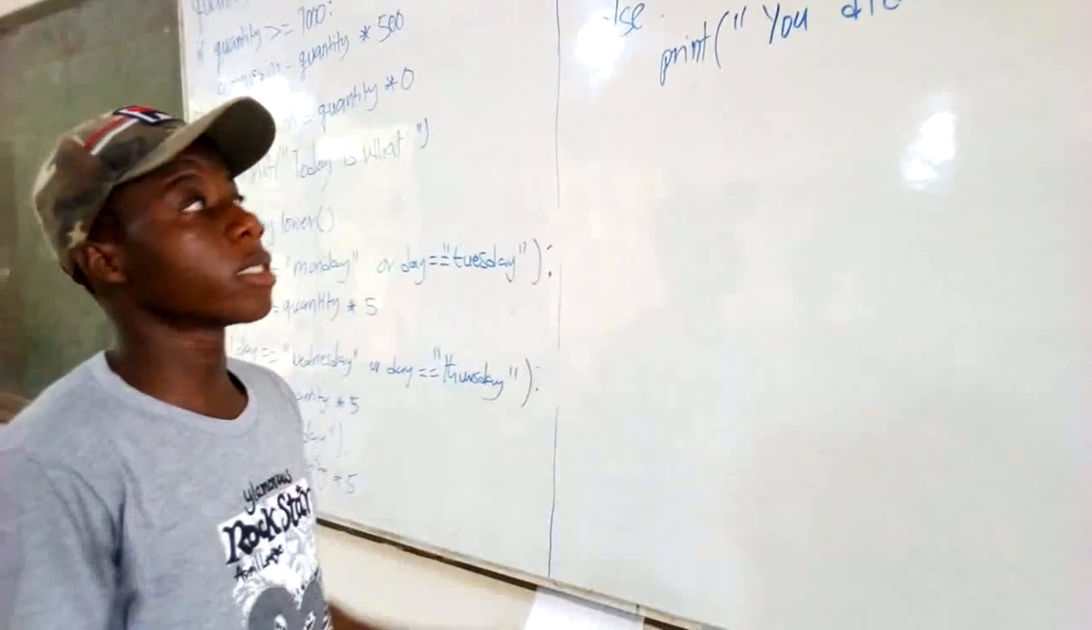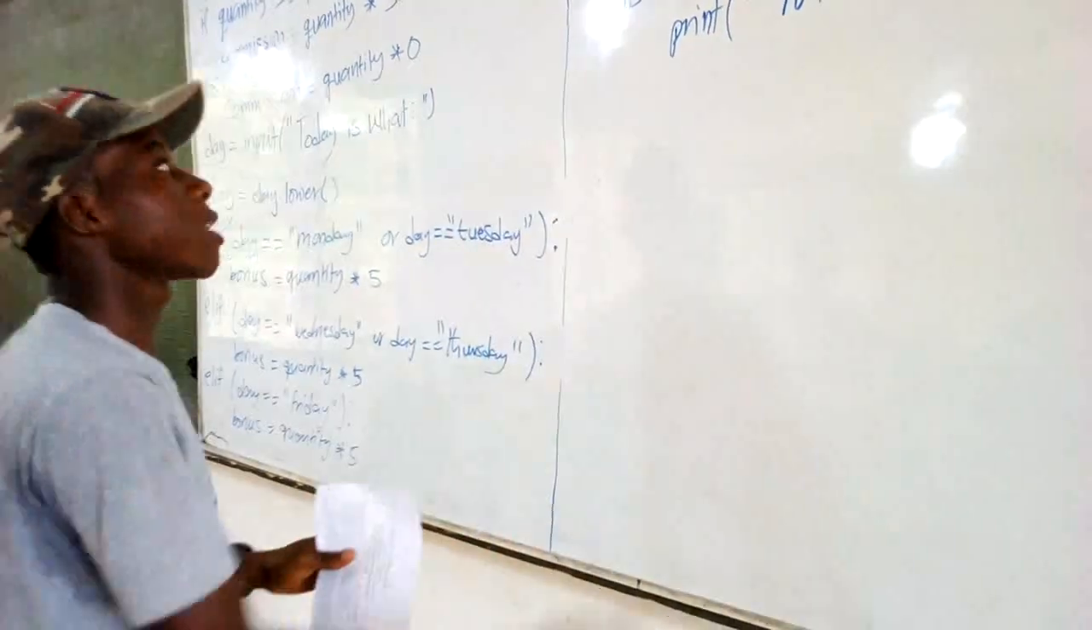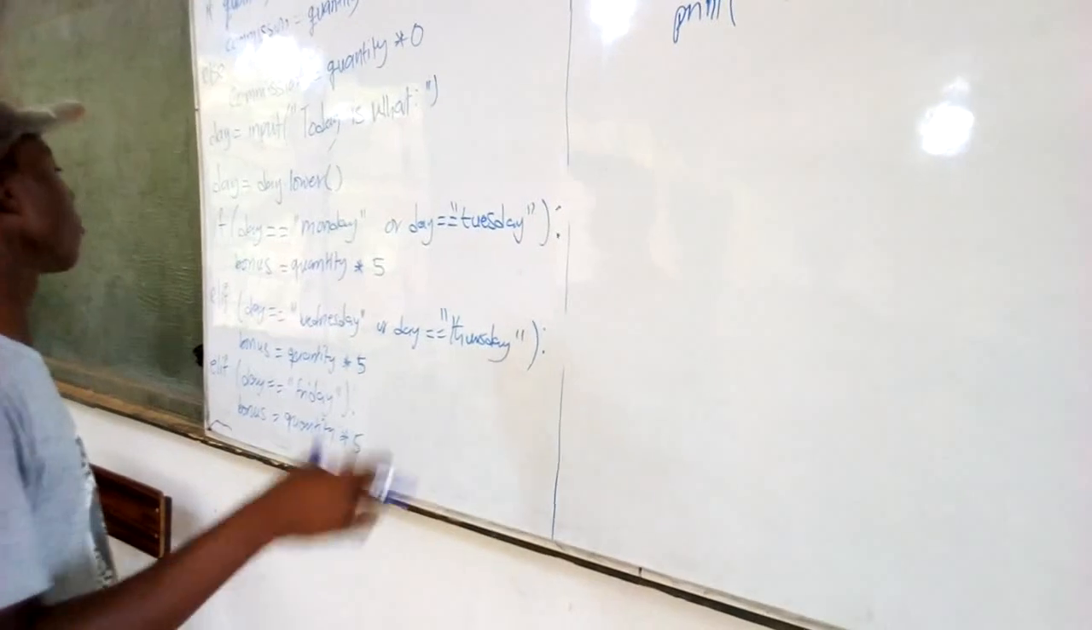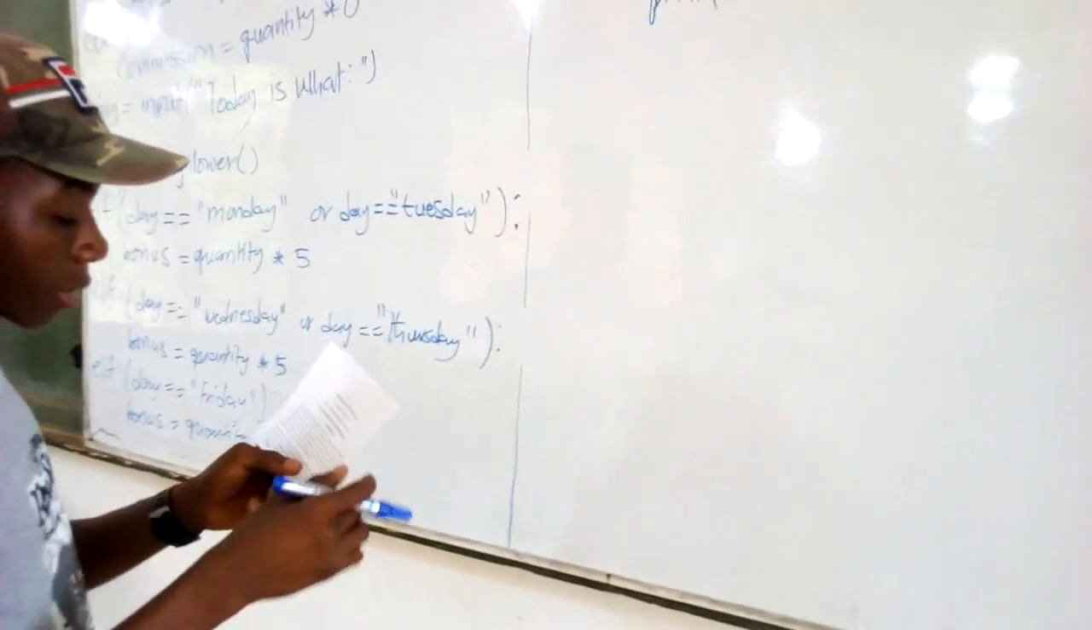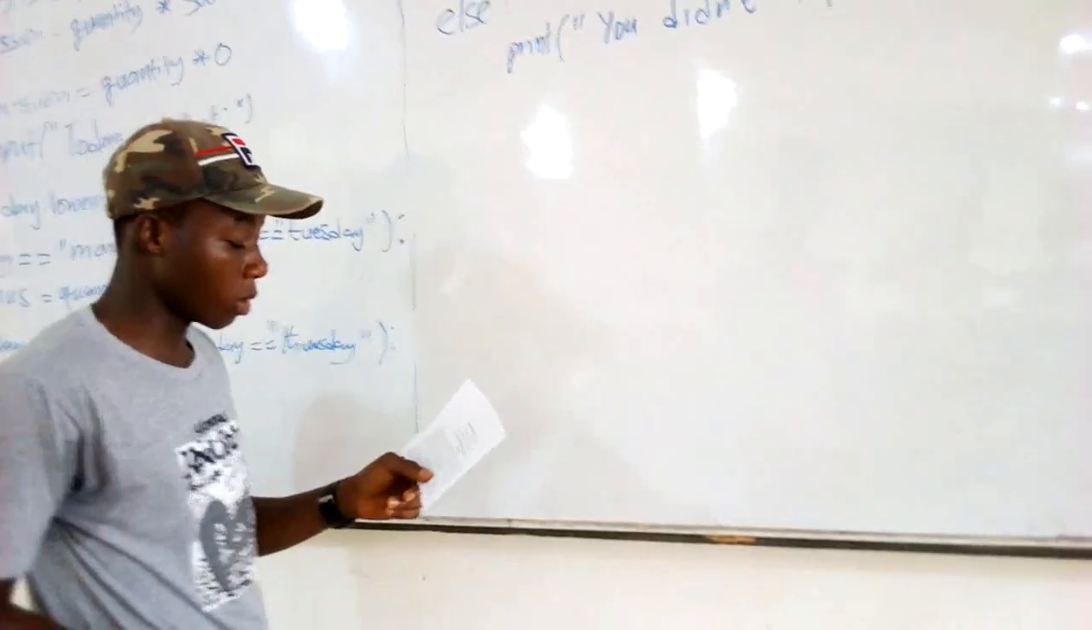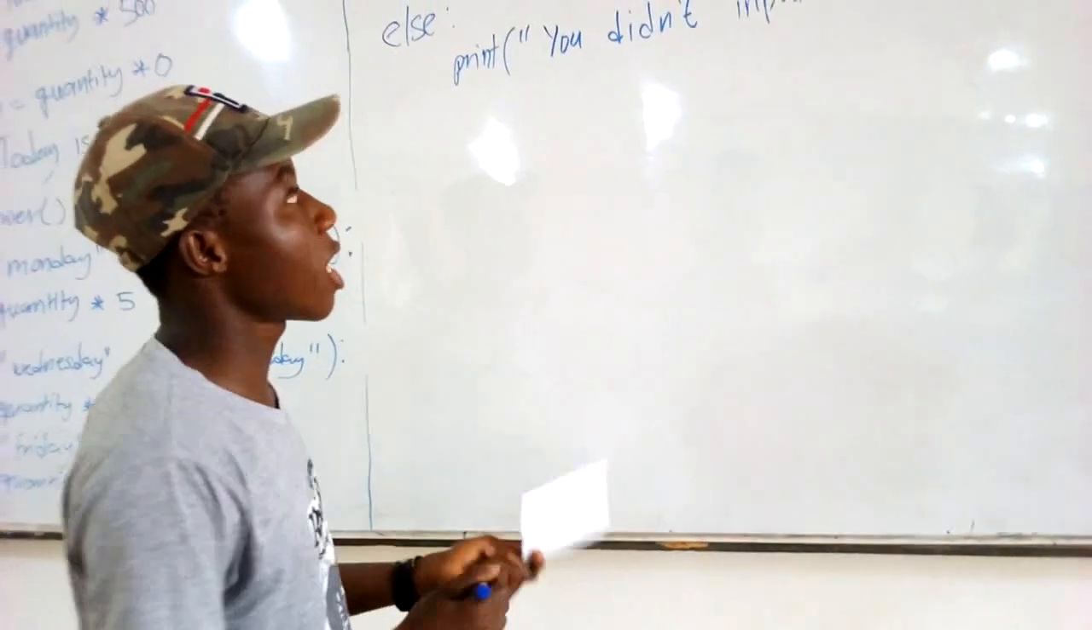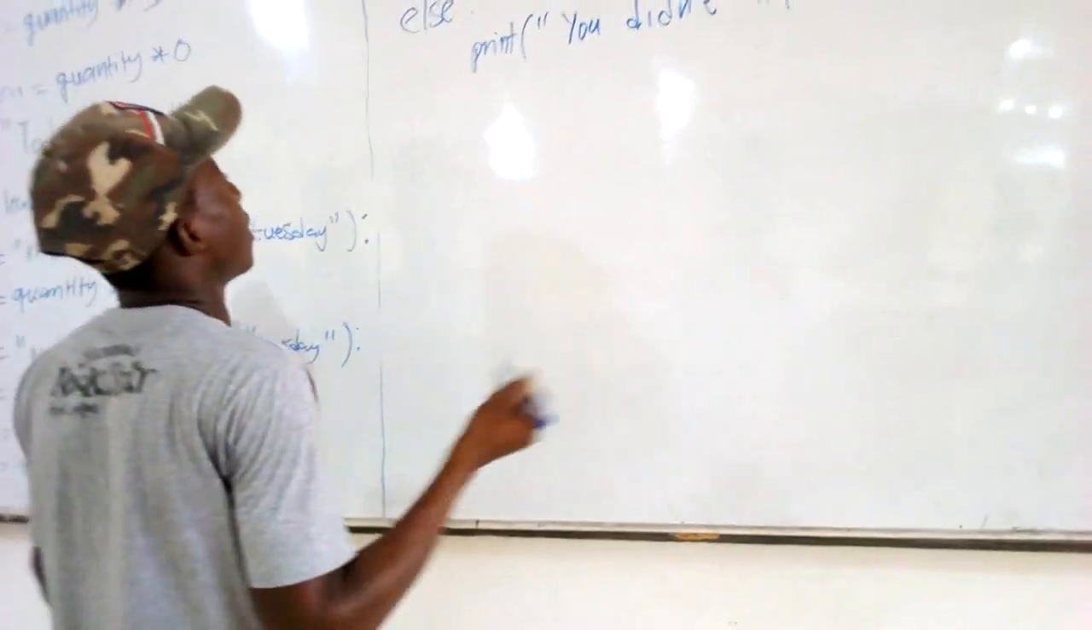But you can put anything you want there. So now, after passing all these statements, the question itself says to write a Python program that calculates its total earnings. So we now have to calculate total earnings, and that is very simple.